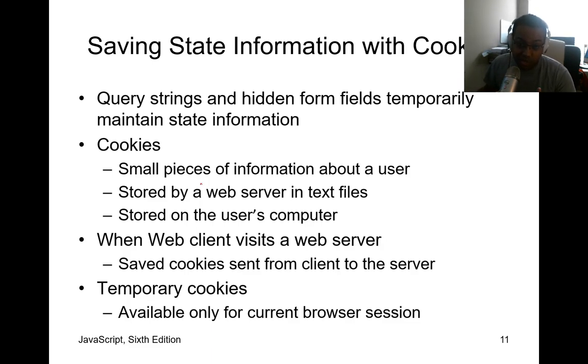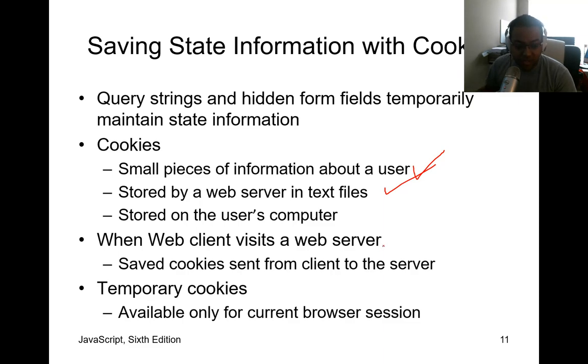But what is a cookie? Let's talk about that before we get into the negatives and positives of it. A cookie is a unit of information, normally kilobytes in size, that contains information about the user. It's stored by a web server in text files, and it's also stored by the client machine. Remember that. It's stored at both locations, the web server and the client's machine.